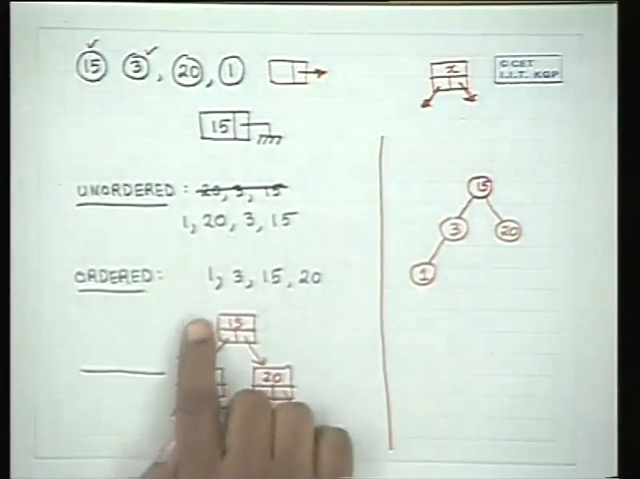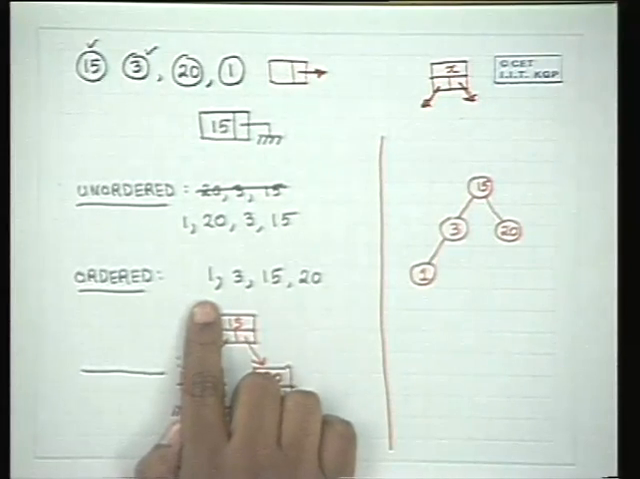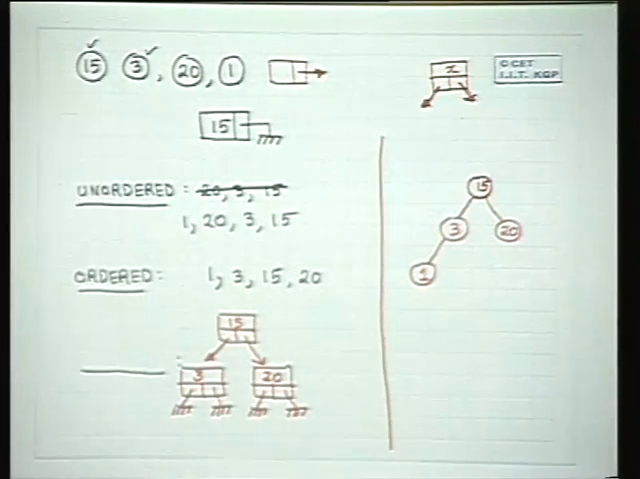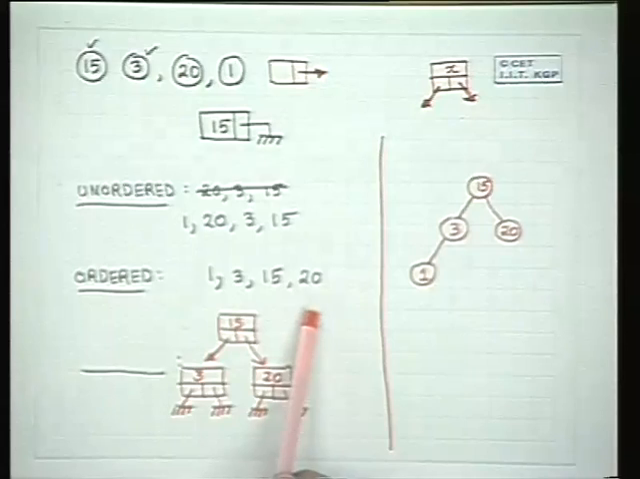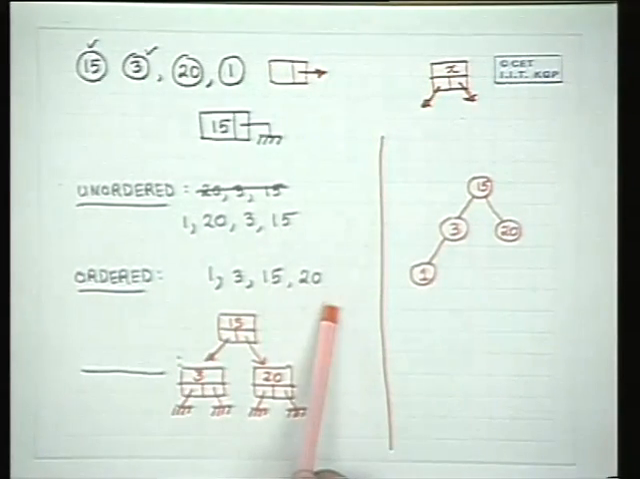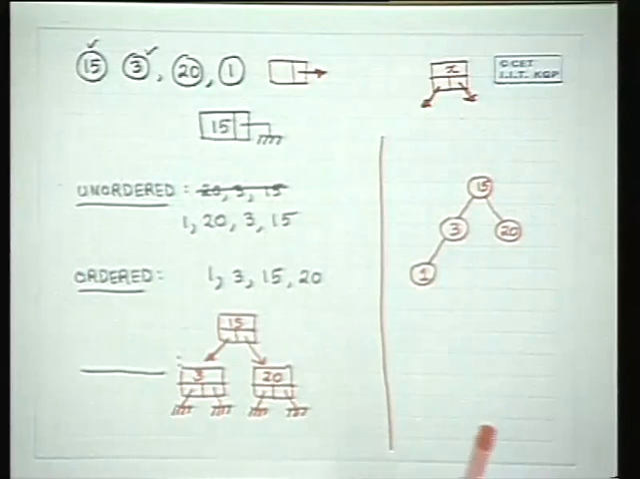So here 4 comparisons for finding. See, deletion also requires finding. So the complexity of member and deletion are identical. Here you would require 4 and 4 in the worst case, but here 3 in the worst case. Right?